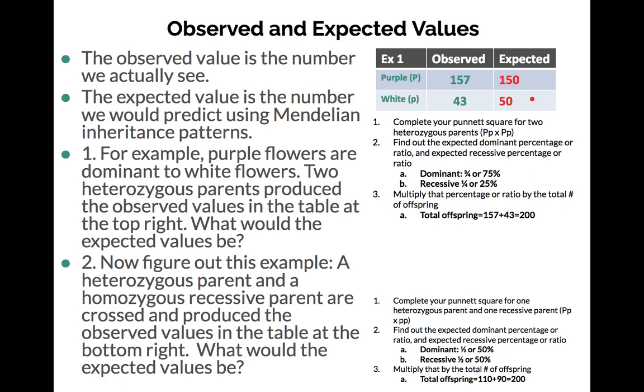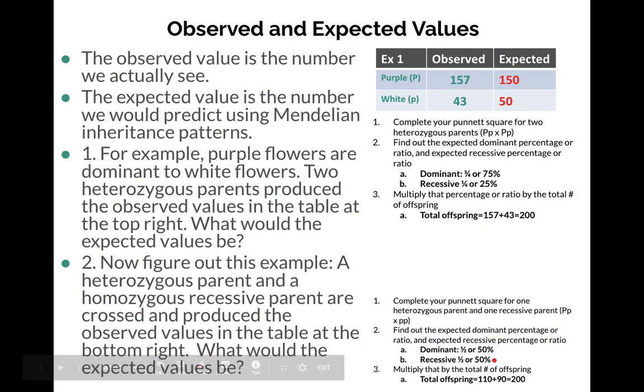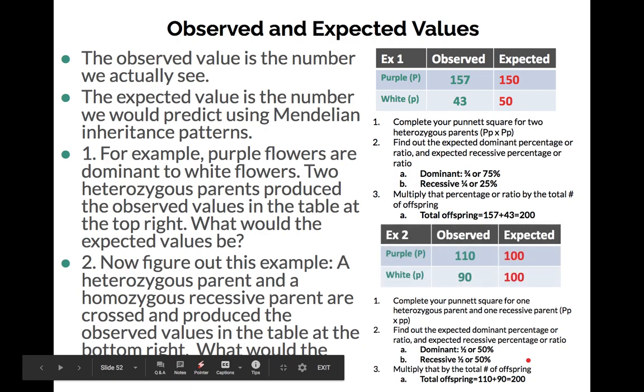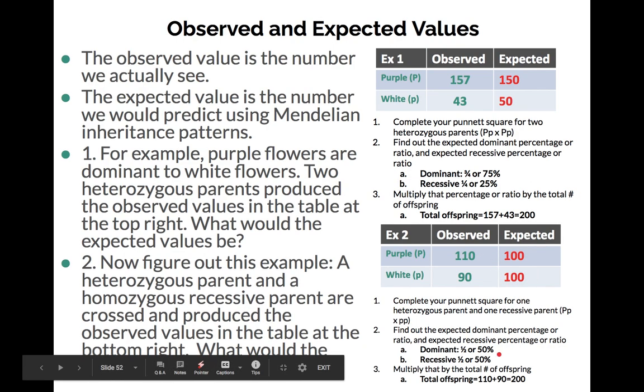Now the second scenario, similar idea but different parents, therefore we have different percentages. So our dominant would be 1/2 and recessive would also be 1/2. We still had 200 total offspring. So we would expect to get 100 purple and 100 white. Again, we expect to have even ratios for that.